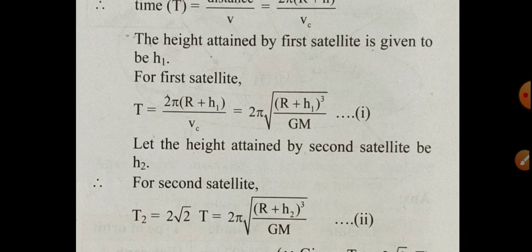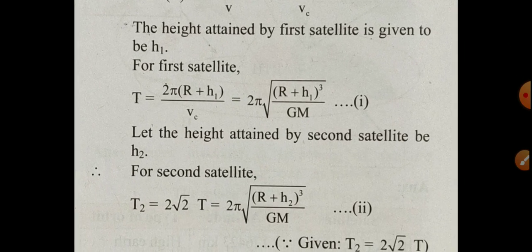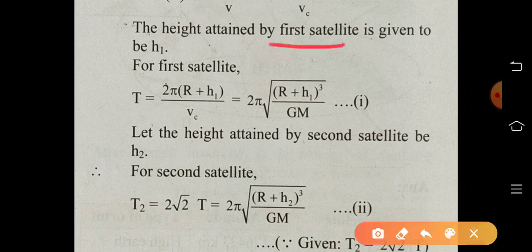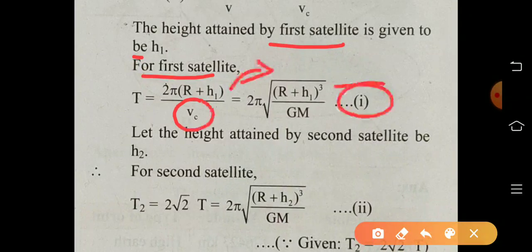The height obtained by the first satellite is given to be h1. So for the first satellite, t equals 2 pi (R plus h1) upon Vc, which is equal to 2 pi times the square root of (R plus h1) whole cubed upon GM. We substitute the value of Vc in this formula and get the modified formula number 1.